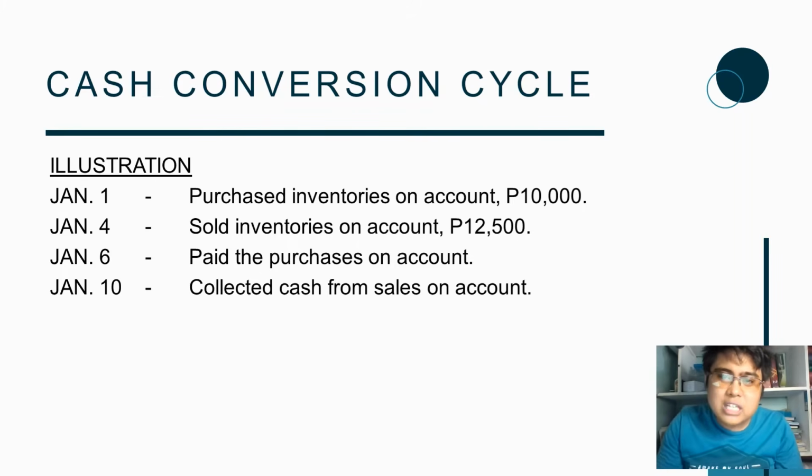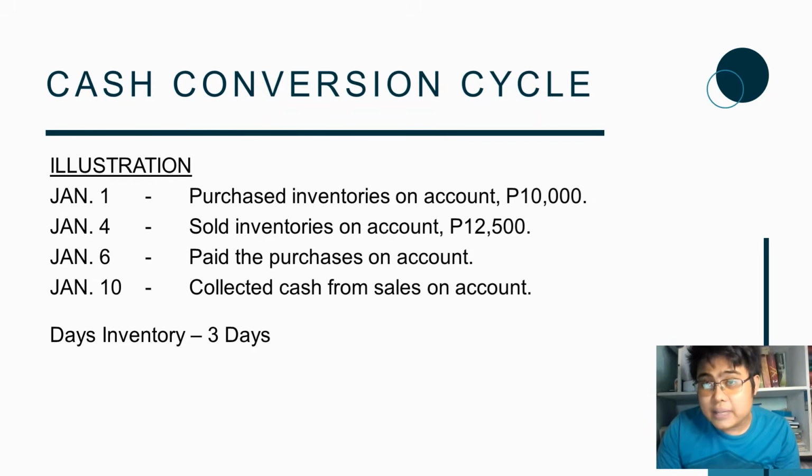What is the formula of cash conversion cycle? Ang formula is operating cycle minus days AP. Pag in-expand natin yung formula, operating cycle is days inventory plus days AR, then minus days AP. Isa-isahin natin ha. What is days inventory? Days inventory is the length of time between purchasing an inventory and selling it. Kailan mo siya binili? January 1. Kailan mo siya nabenta? January 4. Ibig sabihin, ang days inventory ay 3 days.